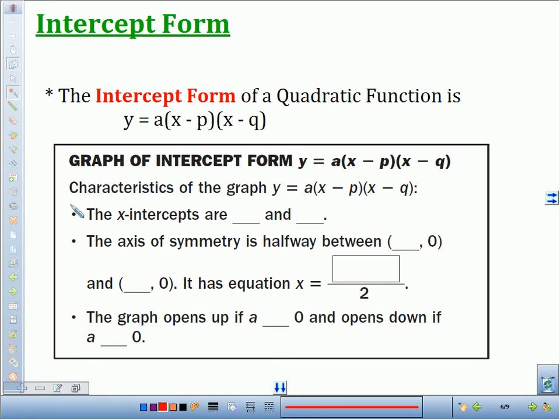Intercept form for a quadratic function is y equals a times, in parentheses, x minus p, times, again in parentheses, x minus q. So we've got a, we've got p, and we've got q. Now these are a little different than what we've seen before. So let's look at how this works. We want to graph the equation, and there are some pieces of information that we can get out of the function.